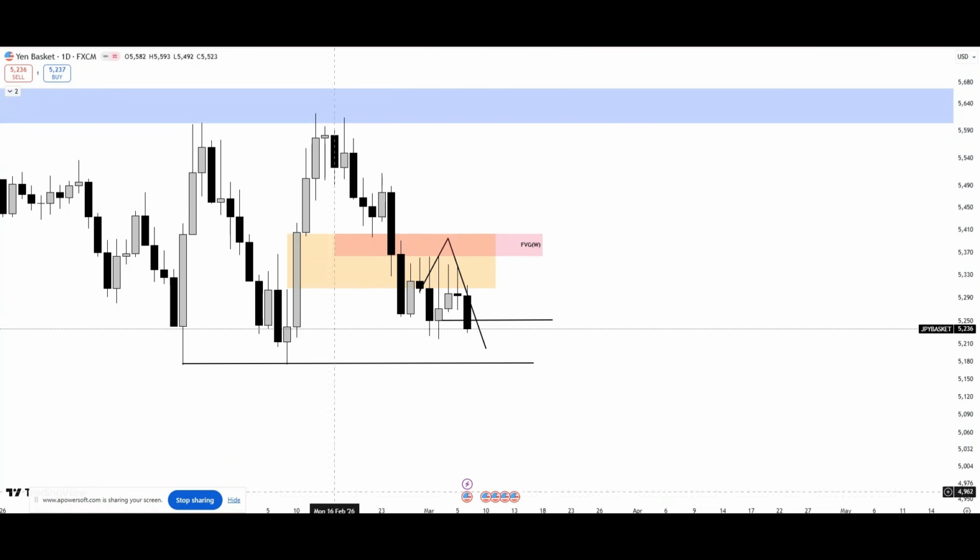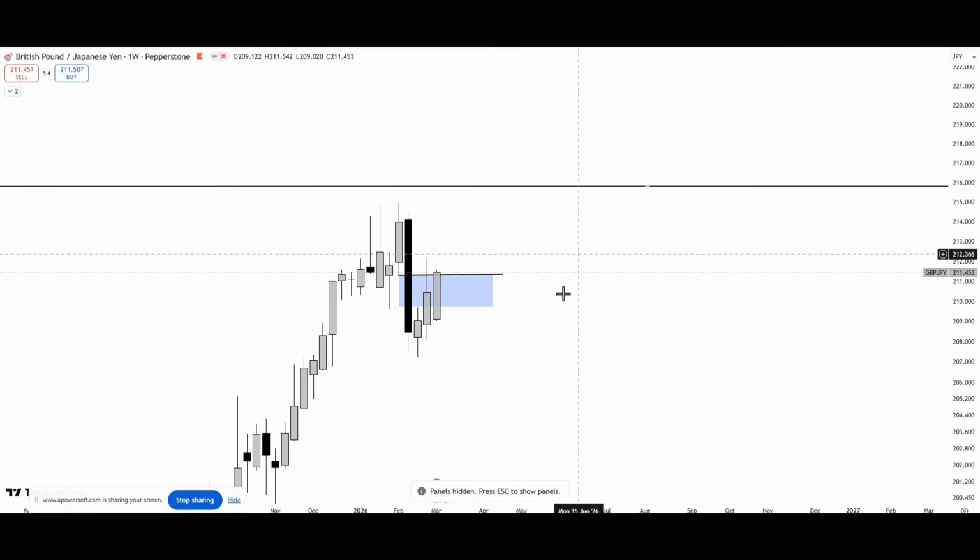So either price gives that retracement again to this daily inversion fair value gap, or even sweeps all these highs and tags this weekly inversion fair value gap, and we continue going lower, or the market can just use the daily order block to push price lower for price to take these lows right here. So let's look at GBPJPY.